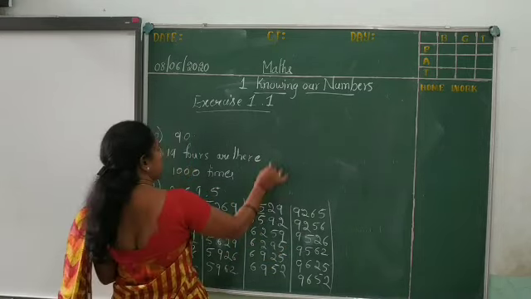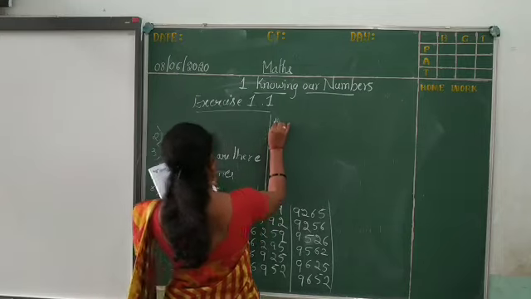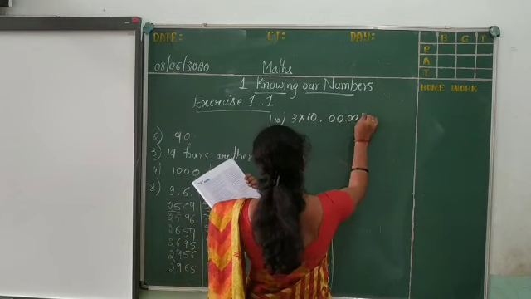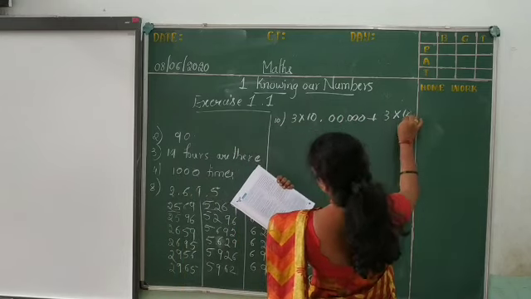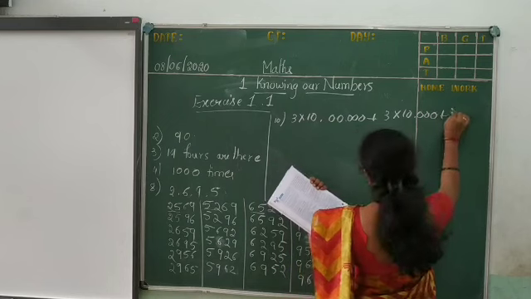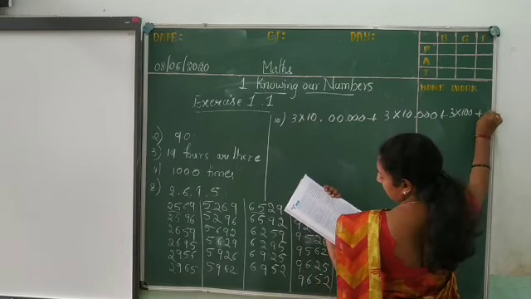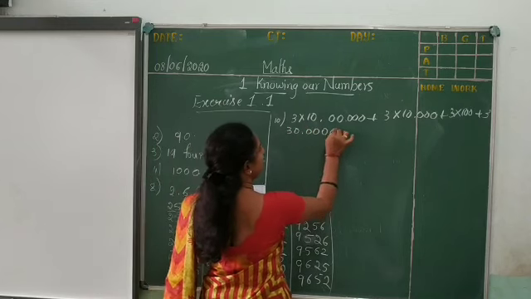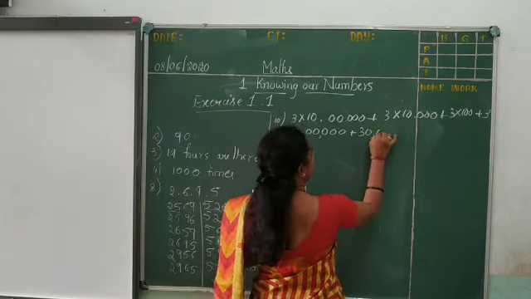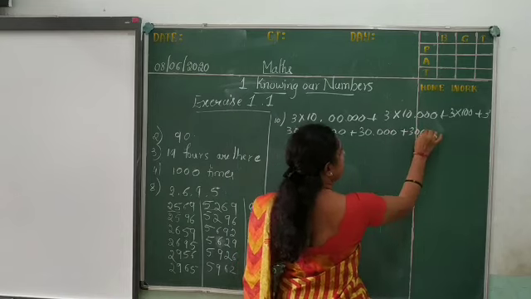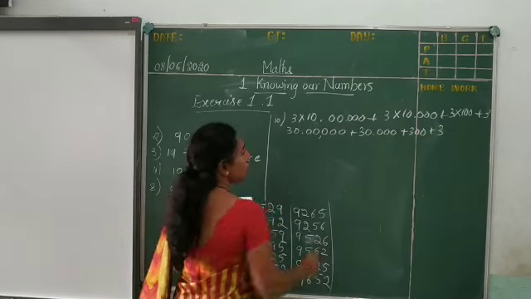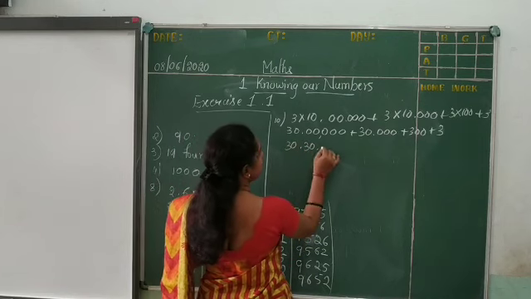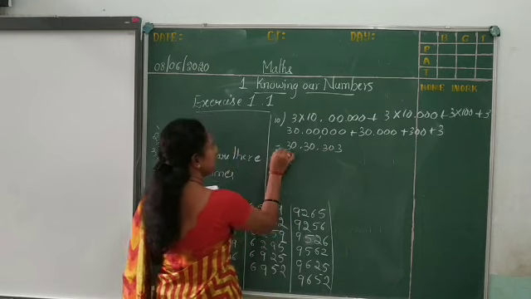I will show you one example here. That is 3 into 10 lakh plus 3 into 10,000 plus 3 into 100 plus 3. So I will multiply first, and then plus 300 plus 3. This is how I multiply. Now I will add these. Okay, 3,10,303. So this is the answer.